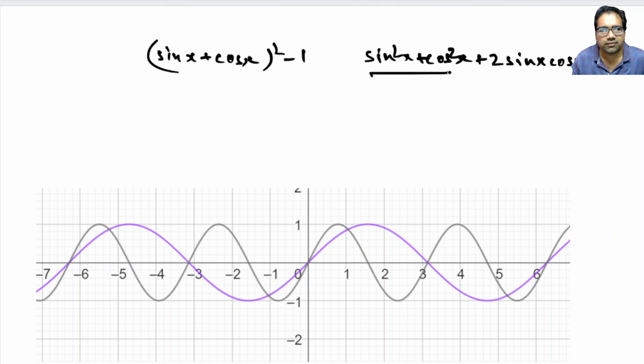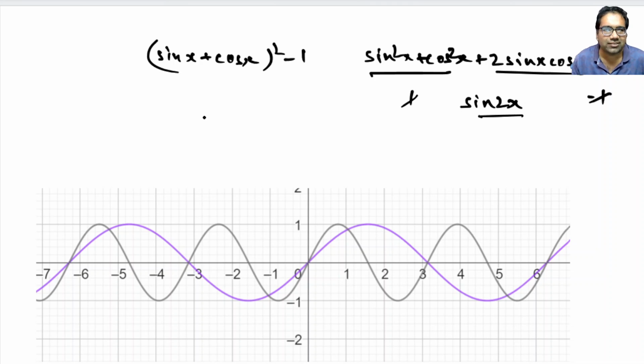minus 1. Sin square x plus cos square x is anyway 1, and there is 1 minus 1 here. So this and this will get cancelled. We will be left with 2 sin x cos x. That is nothing but sin 2x. Sin 2 theta is equal to 2 sin theta cos theta. Right? We have sin 2x.